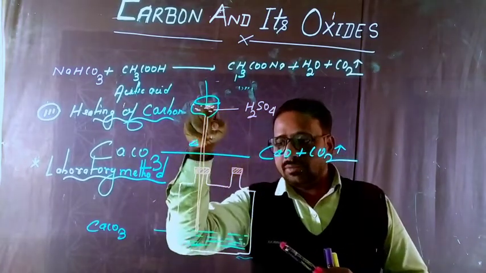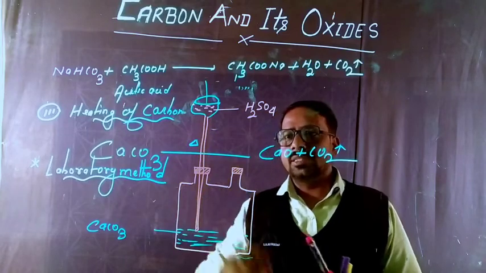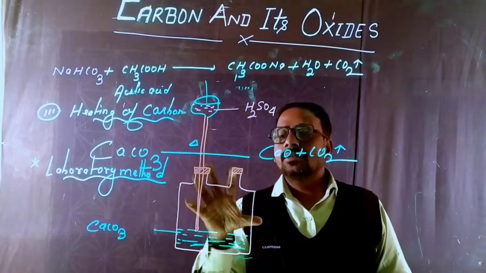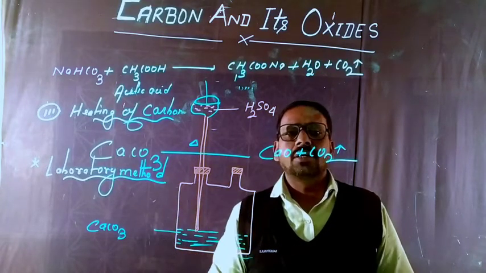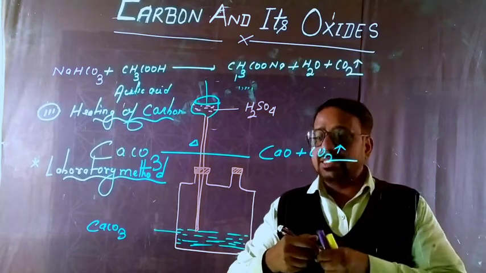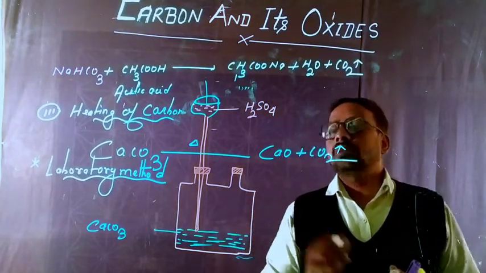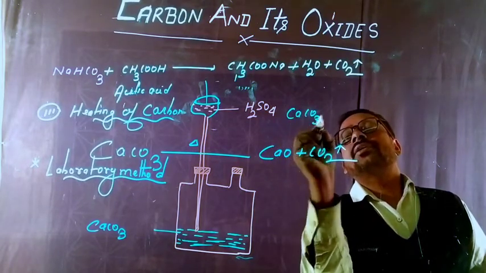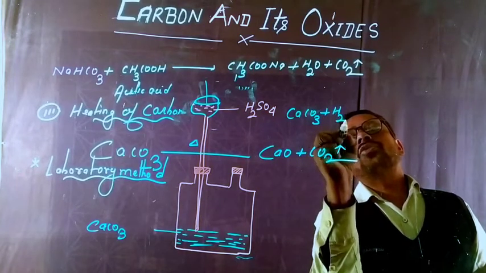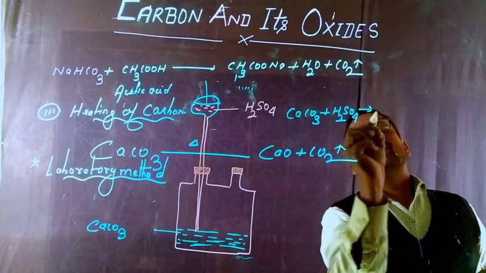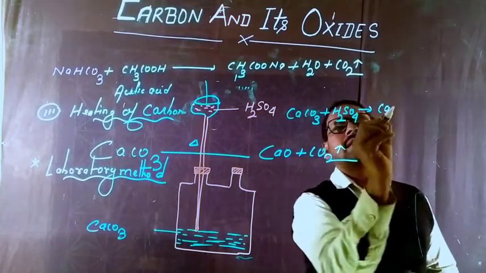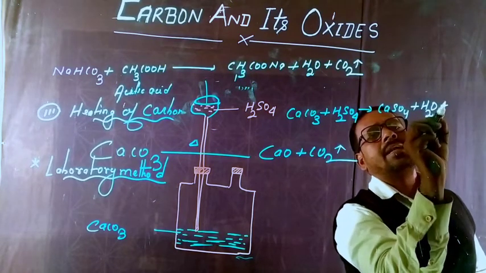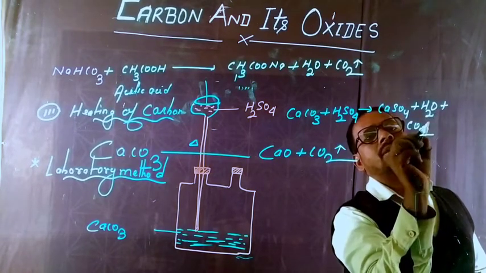When acid is poured down, the acid reaches inside the bottle. It will react with the calcium carbonate and then start forming what? When calcium carbonate reacts with H2SO4, what will we get? CaSO4, water molecule and carbon dioxide gas will be obtained.